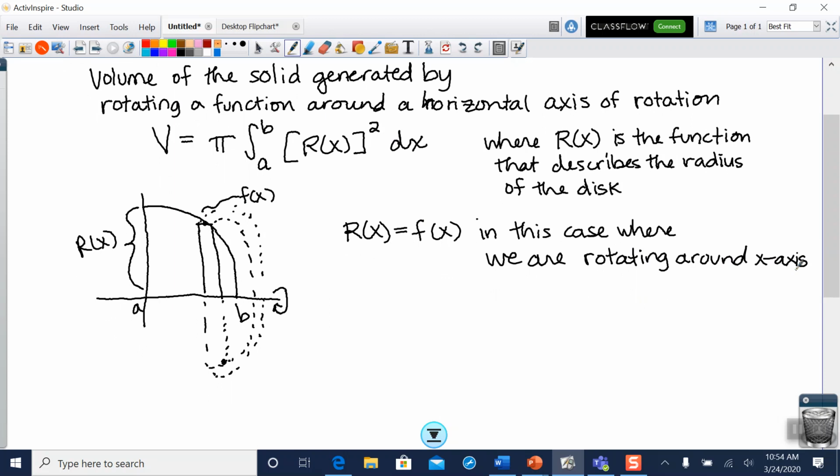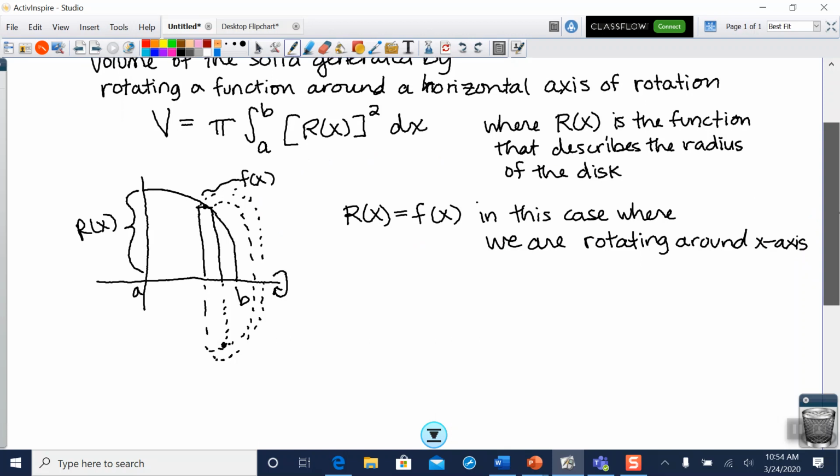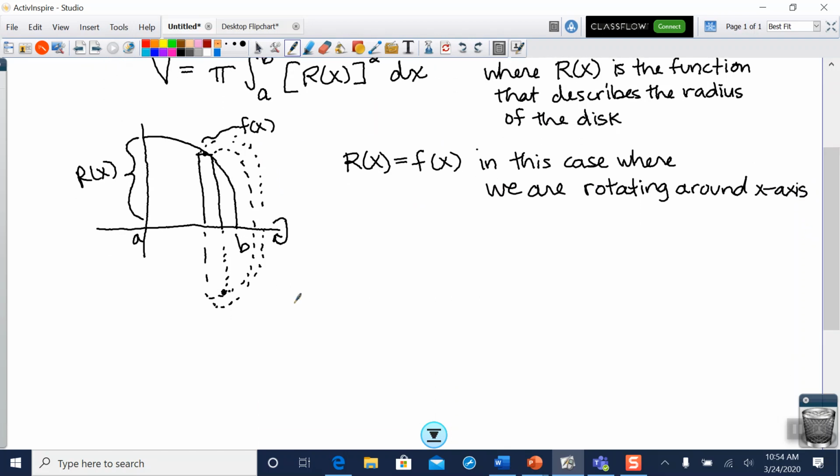Okay, so what I want to do is to just go ahead and work an example so that we can see how we apply this formula to finding the volume of a function that we're given.